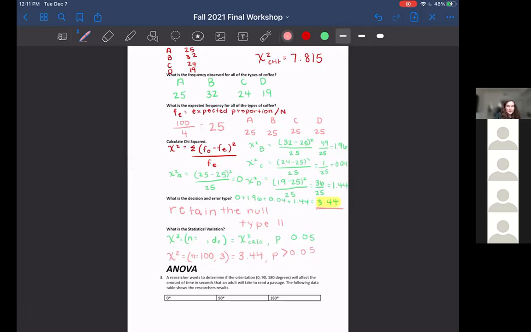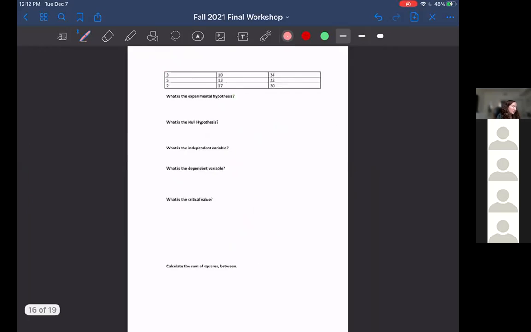Great. So this is the last problem, so we should be able to finish it in time. A researcher wants to determine if the orientation will affect the amount of time in seconds that an adult will take to read a passage. The following data shows the researcher's results. Okay. So we need to start by finding what is the experimental hypothesis. So what is another way to say experimental hypothesis? So the way that you normally hear it, what would it be?